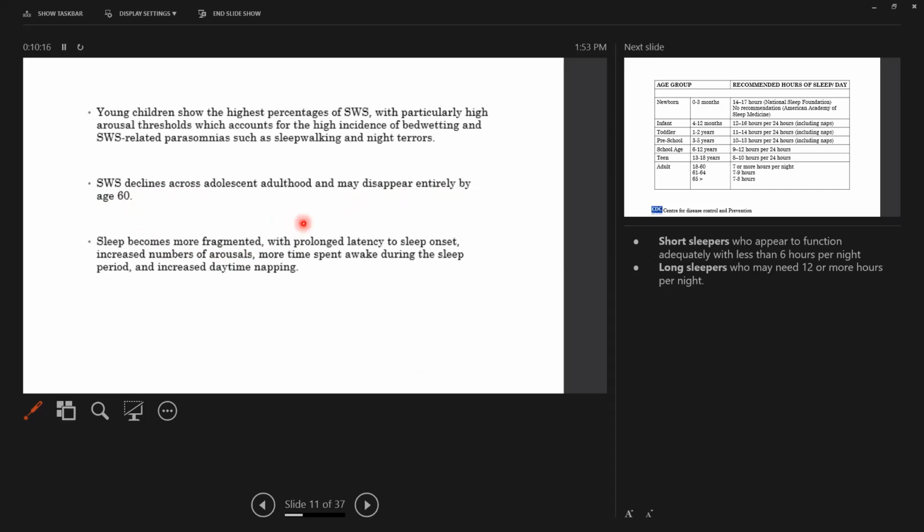Now, as age progresses, sleep becomes more fragmented. There's a prolonged latency to sleep onset, the duration between lying down on the bed and actually sleeping, that is also increased. Increased number of arousals, more time spent awake during sleep, and increased daytime napping.